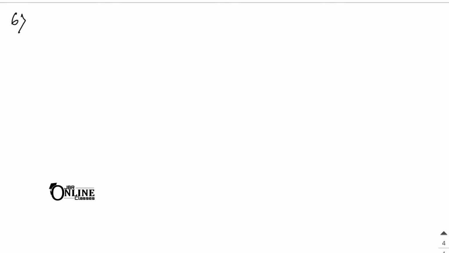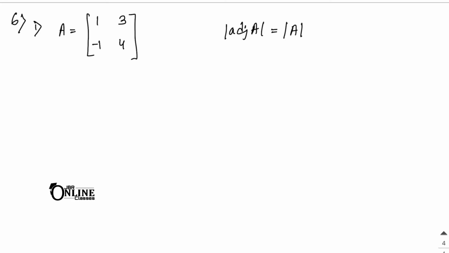So here sum number 6. Without computing adjoint A, find det adjoint A. For the first problem, A equals 1, 3, minus 1, 4. As you know, the formula of det adjoint A equals det A to the power n minus 1, where n means the order of the matrix. Here it is 2 cross 2, so the order of the matrix is 2. So n equals 2.